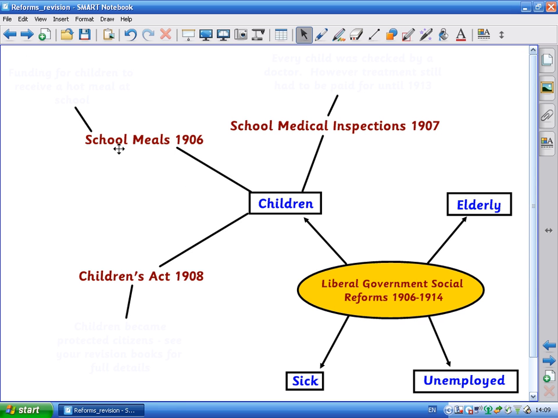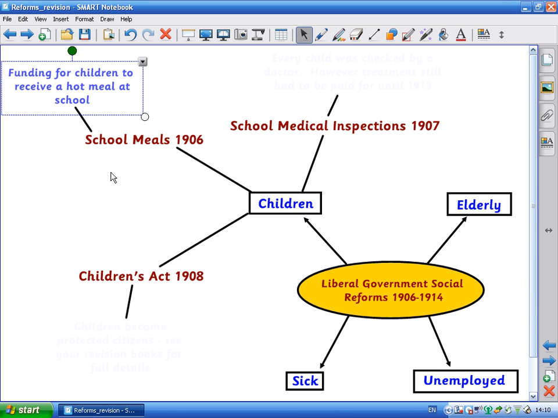Now there was the School Meals Act of 1906. This gave funding to local educational authorities for children to receive a hot meal at school, and the results were that children began to put on weight and became healthier. Don't forget that at home many families were extremely poor and couldn't afford to feed their children properly, so it helped battle against malnutrition.